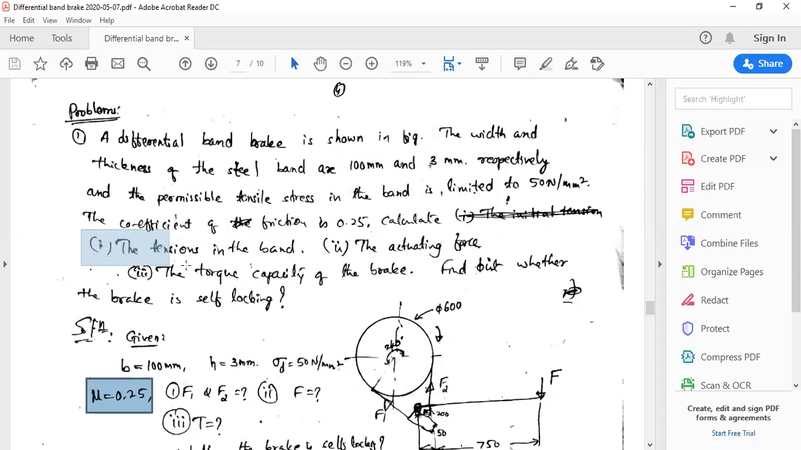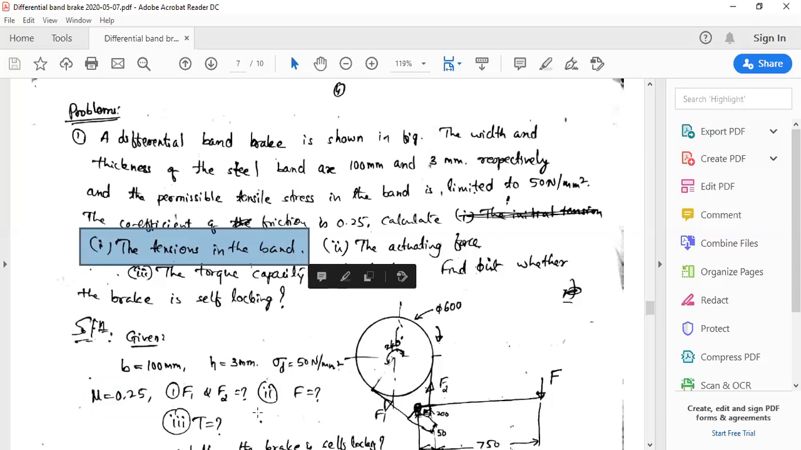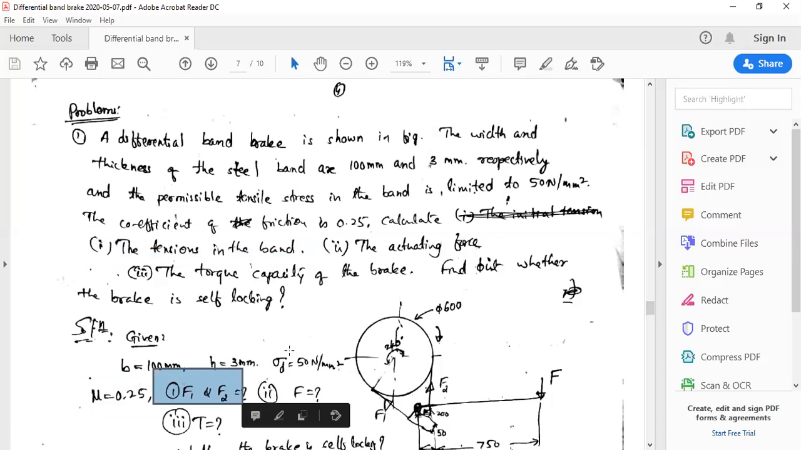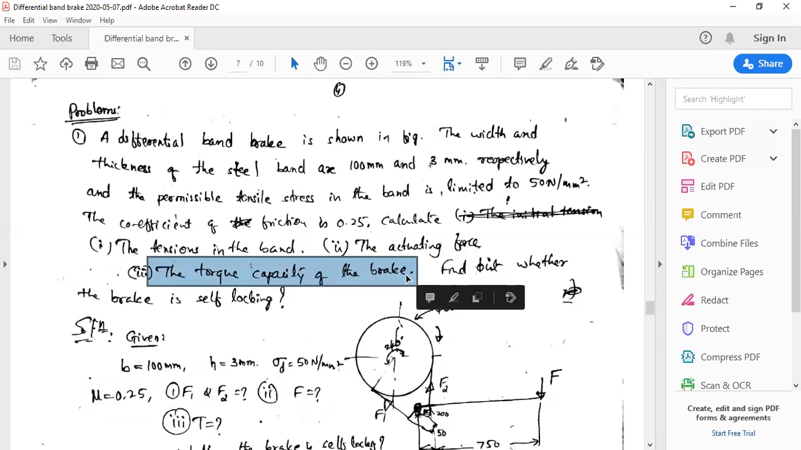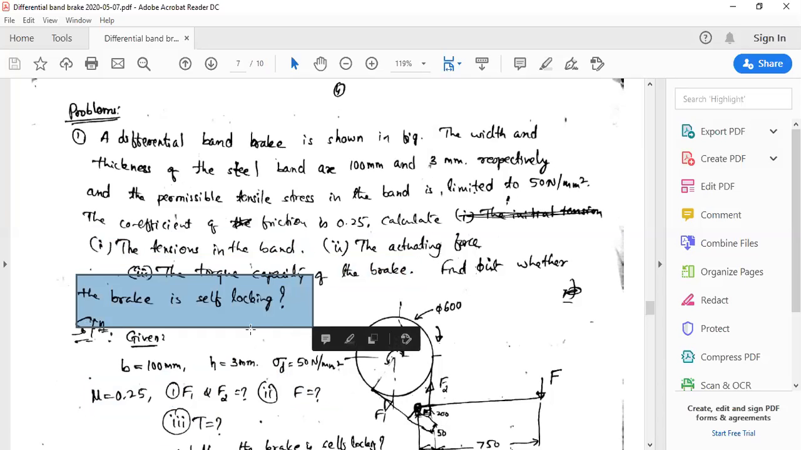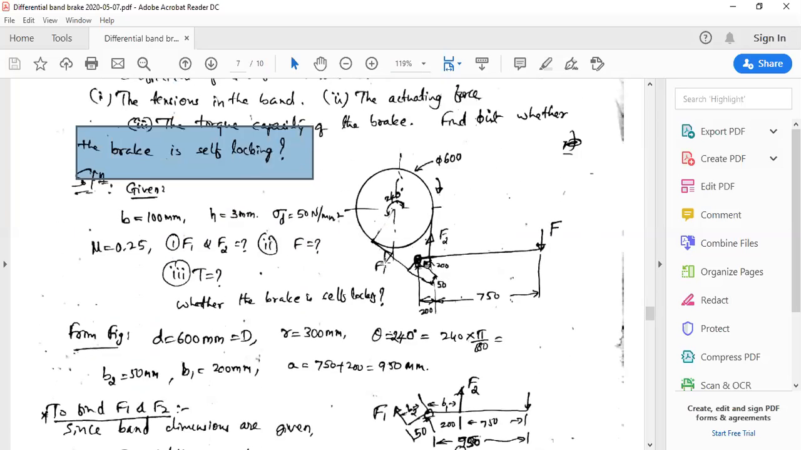So here in the calculation part, we have to calculate the tensions in the band, that is F1 and F2. And then we have to calculate the actuating force required at the end of the lever. And also we have to calculate the torque capacity of the brake, and check whether the brake is self-locking. That is another statement asked in the problem statement. Now let us proceed with the solution part.